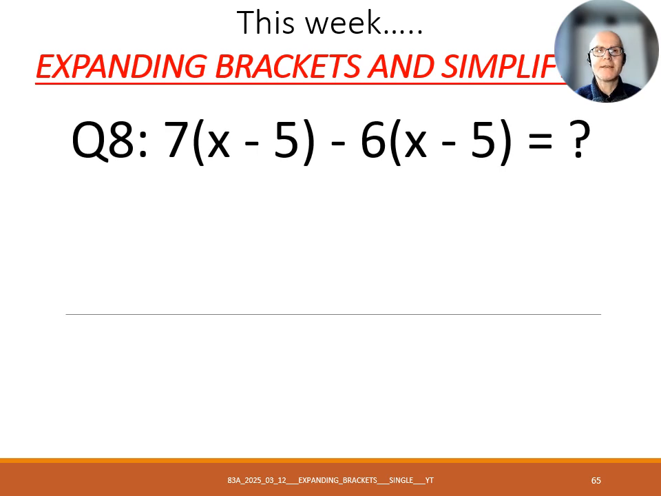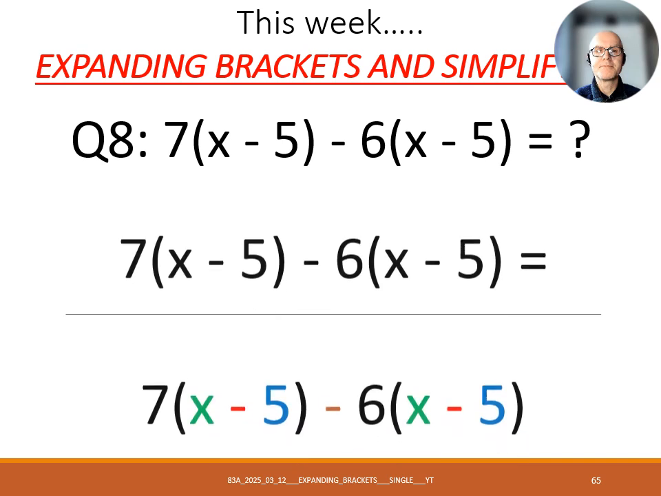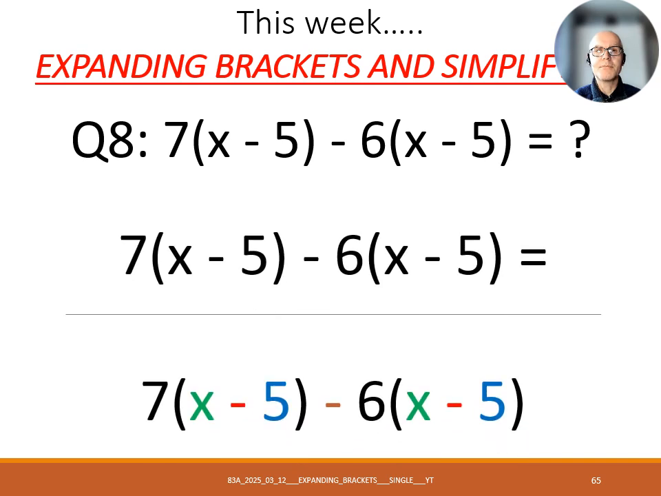Question 8. 7 open brackets x minus 5 subtract 6 open brackets x minus 5. Color code it up. 7 times the x, 7 times the 5, 6 times the x, and 6 times the 5. But what signs are they going to be? Let's do that next.